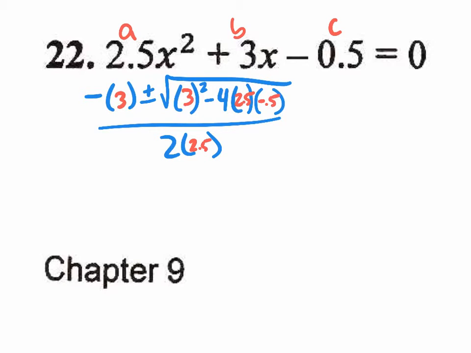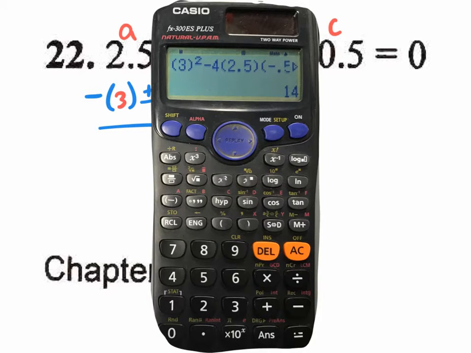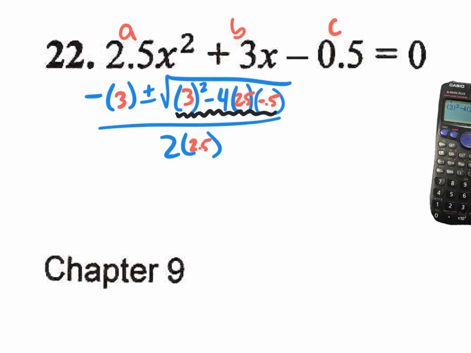So I'm going to use a calculator here and just work out this discriminant. As a matter of fact, I want to type it all in exactly the way it is. If you take the time to type it in exactly the way it is on the Casio calculator, it will give you the answer, which is 14, which means that inside value is 14. It's positive. I could already stop, right?